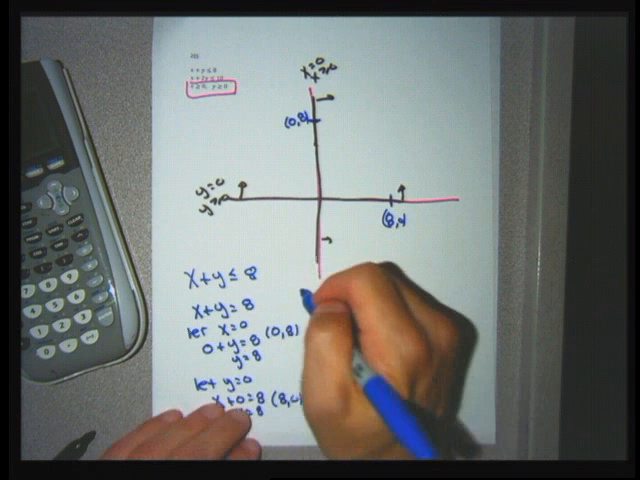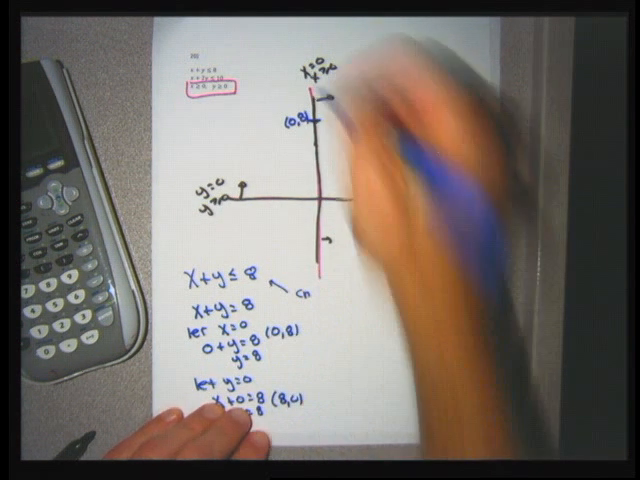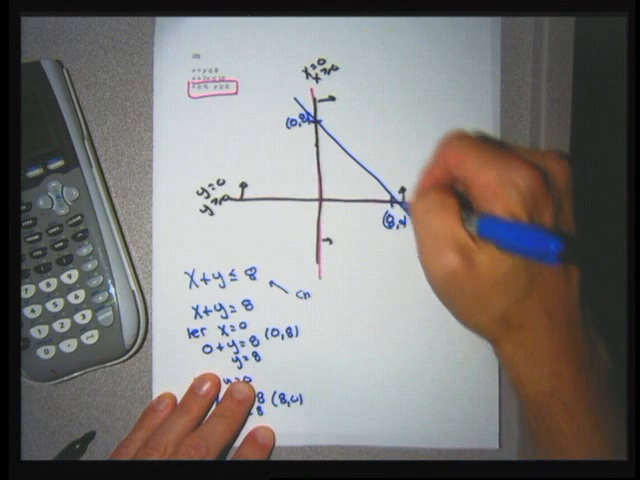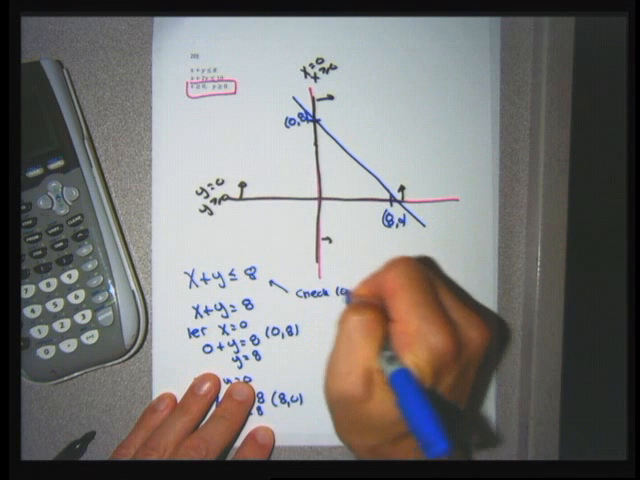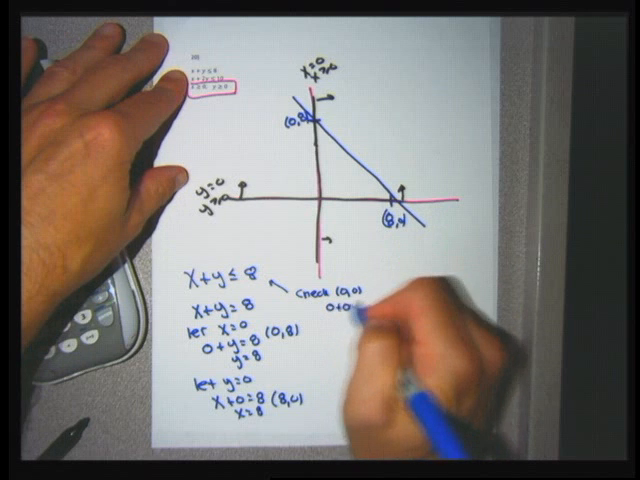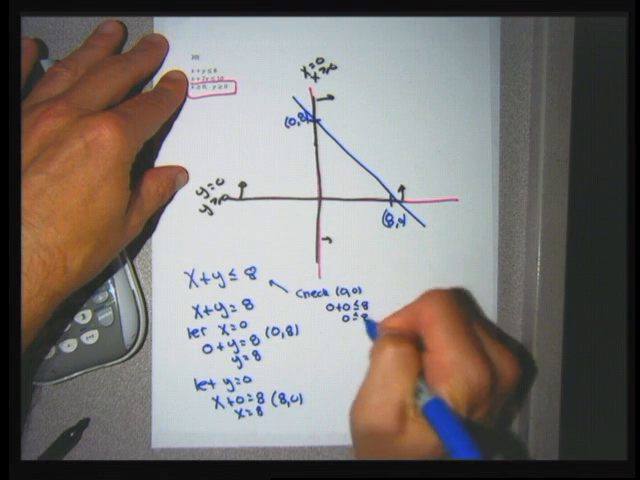Oh, I need to draw this as a solid line because I have the "or equal to." So that's a reasonable graph. Now I'm going to check the point (0, 0). I see that I get 0 plus 0 is less than or equal to 8, which gives me 0 is less than or equal to 8, which is true.